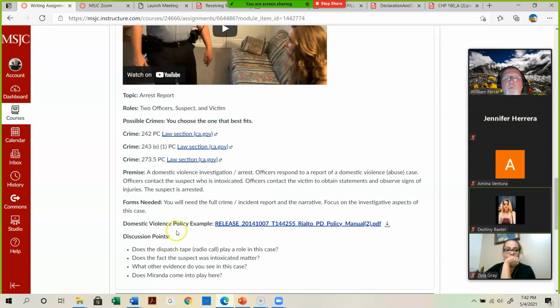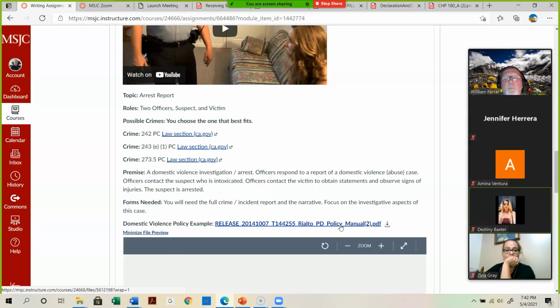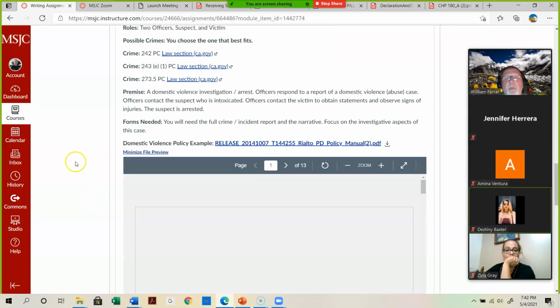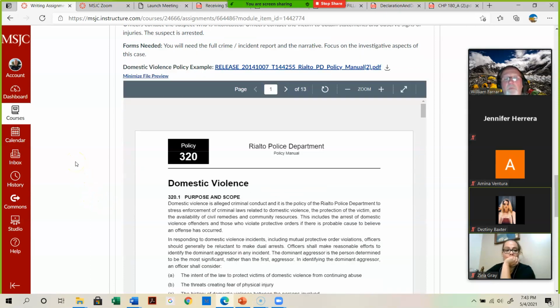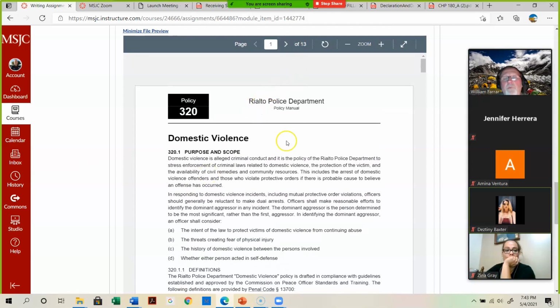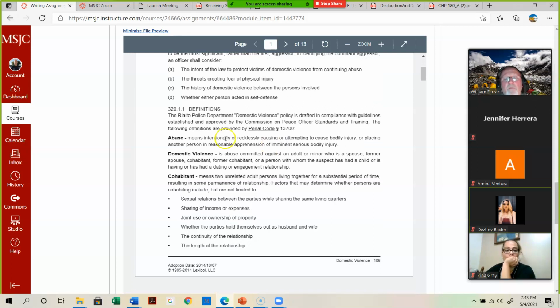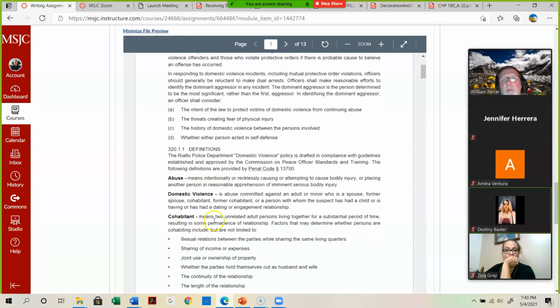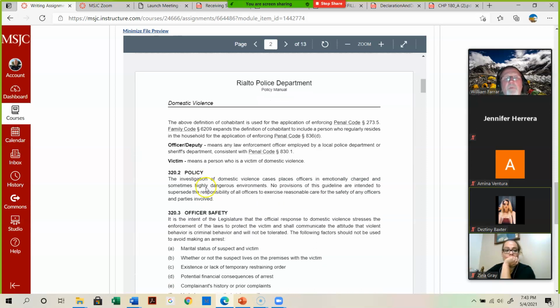And then I also shared with you here, every police department is mandated to have a domestic violence policy. And you can see how important it is because it's 13 pages long. It talks about everything, it's got some different terms: what's the difference between a spouse and a cohabitant, what's abuse, what's domestic violence, etc.